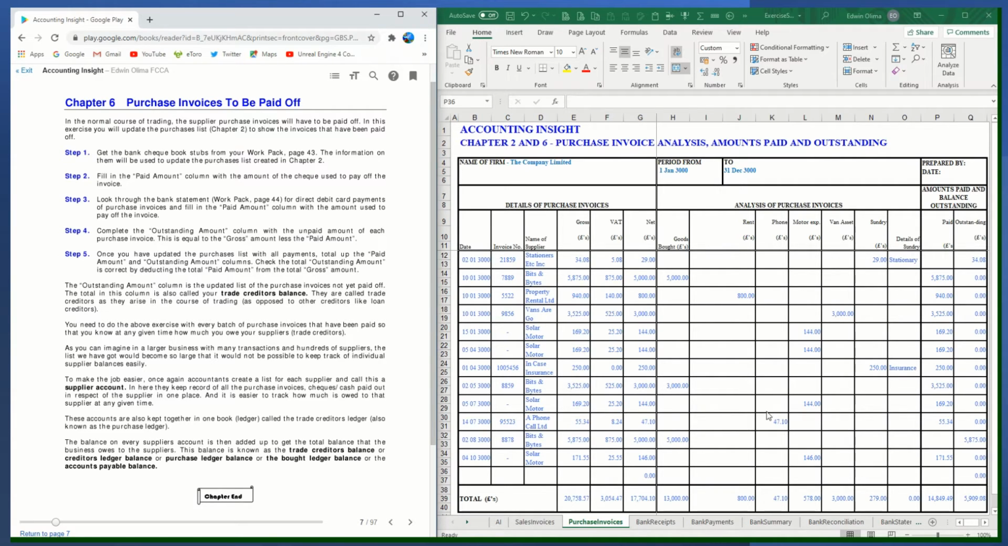This is different from a bank loan creditor. So in accounting, we try to keep those separate. And the more accounts you do, you see trade creditors as a different type of creditor. And they're the main creditor of businesses because businesses have to buy things from other people in order to operate.